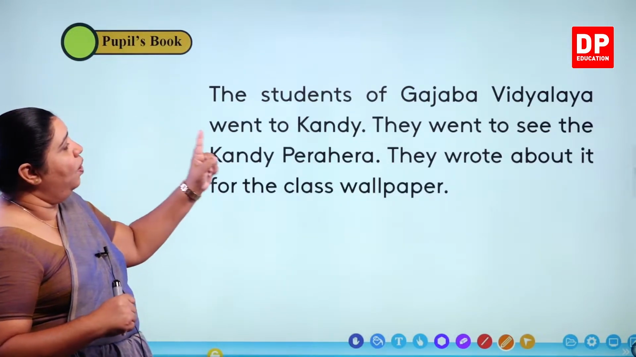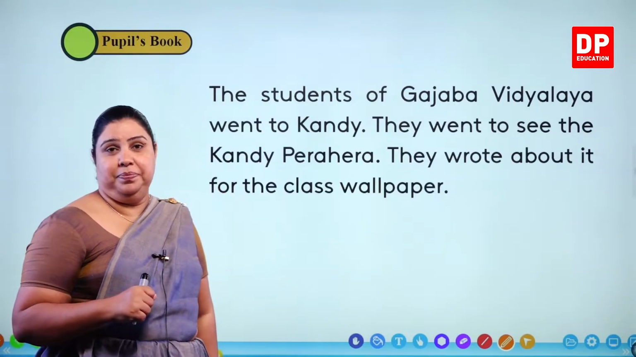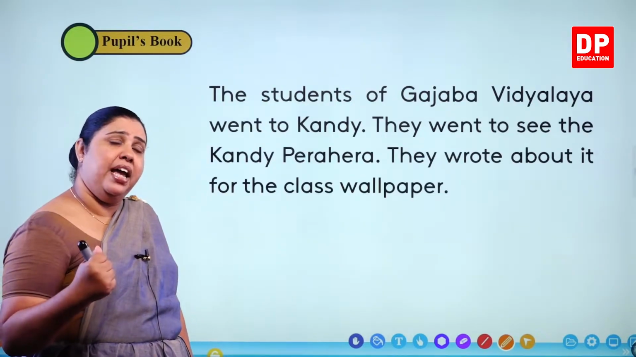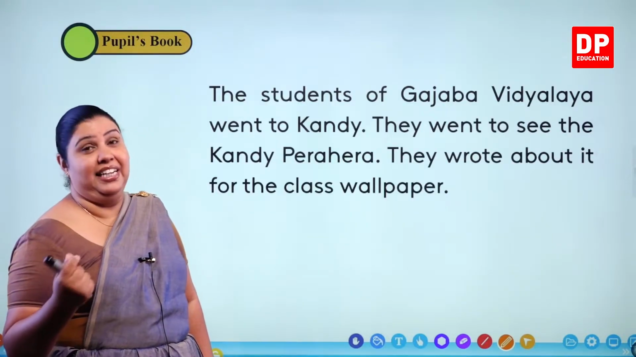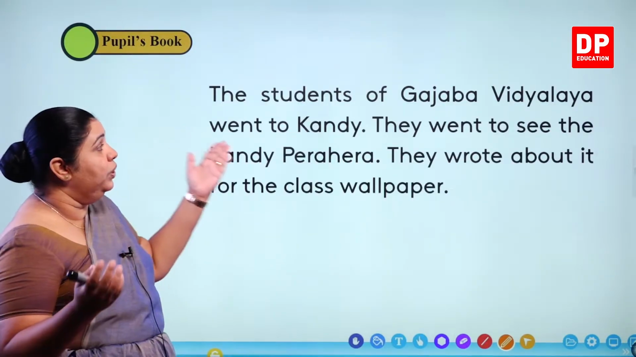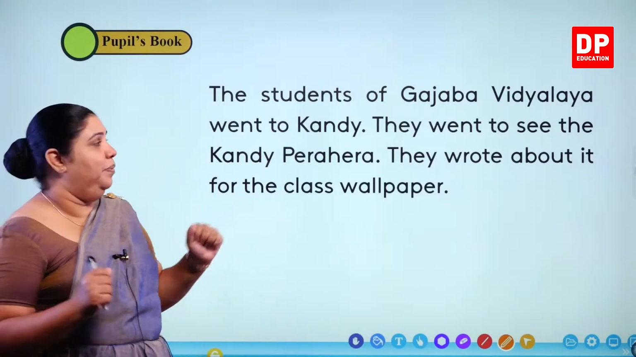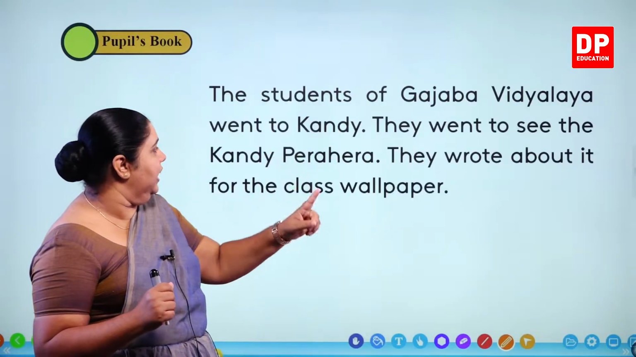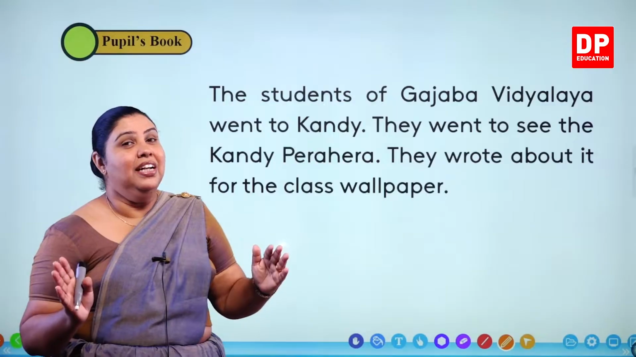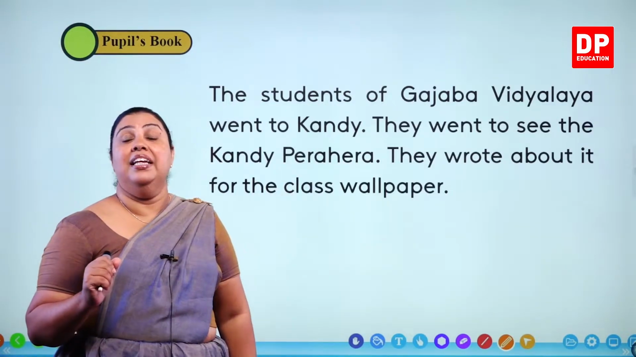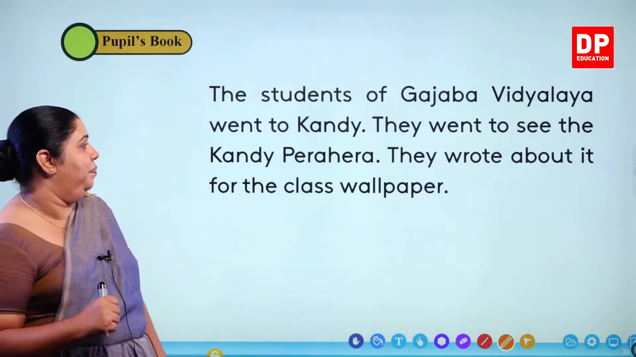The students of Gajaba Vidyalaya went to Kandy. Now, where is the Perahera? Where is our Perahera happening? It is in Kandy, right? So the students of Gajaba Vidyalaya went to Kandy. They went to see the Kandy Perahera. Now the children of Gajaba Vidyalaya, they went to Kandy to see the Kandy Perahera.